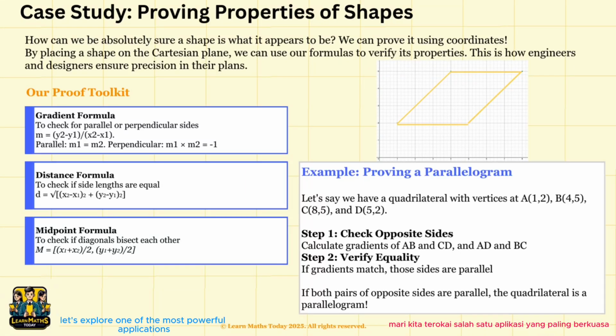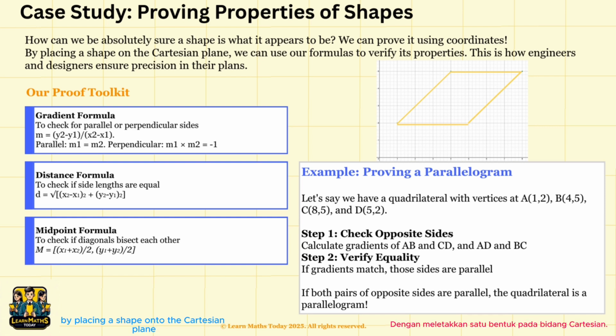Now, let's explore one of the most powerful applications of coordinate geometry: proving properties of shapes. This is where we bring all our tools together to rigorously confirm what a shape truly is. Have you ever wondered how engineers, architects, or even video game designers can be absolutely sure that a structure is perfectly shaped, or that its components are aligned with incredible precision? They do it using coordinate geometry.